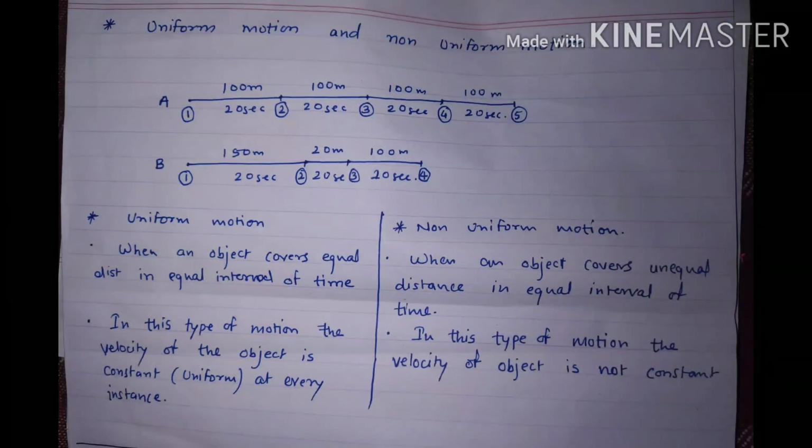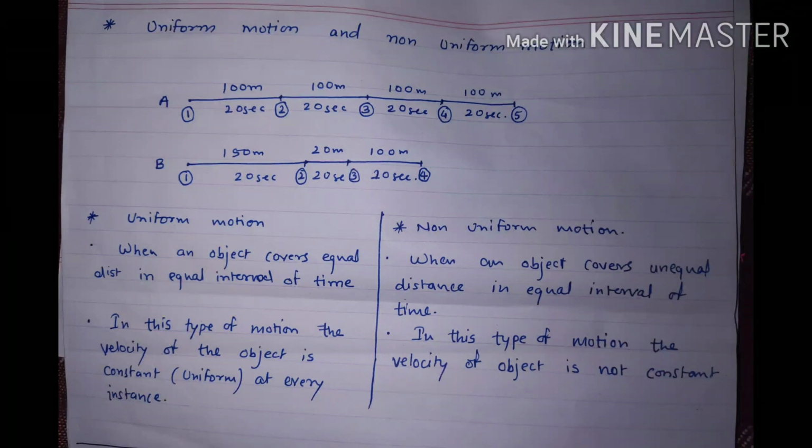Next point is uniform motion and non-uniform motion. Motions are of two types, uniform and non-uniform motion. Uniform motion means when an object covers equal distance in equal interval of time, and non-uniform motion is when an object covers unequal distances in equal interval of time.